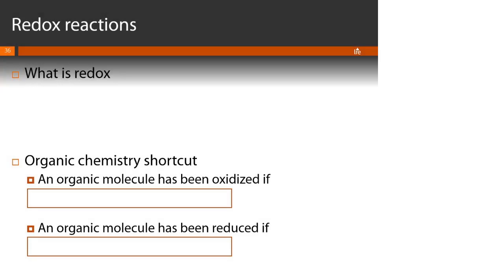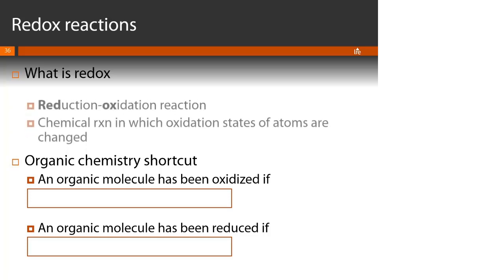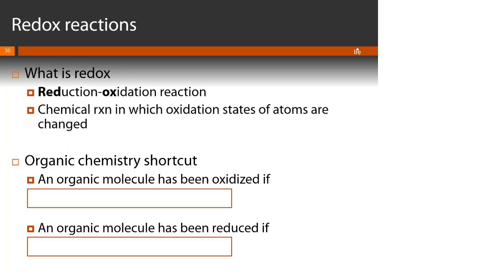Okay guys, so today we are going to cover redox reactions. In case you forgot from last course, redox stands for reduction oxidation. This is a reaction in which the oxidation states of atoms are changed. Luckily for you, we're not going to have to calculate a whole lot of oxidation states in this class. We're just going to use this organic chemistry shortcut.